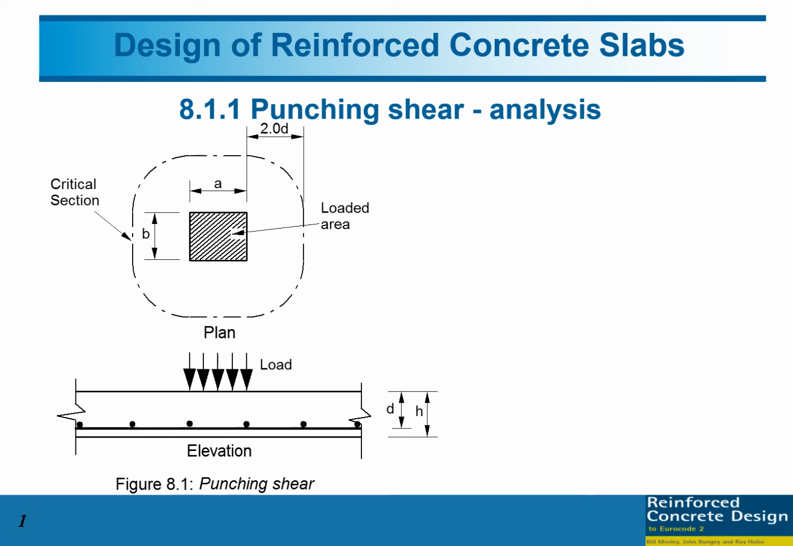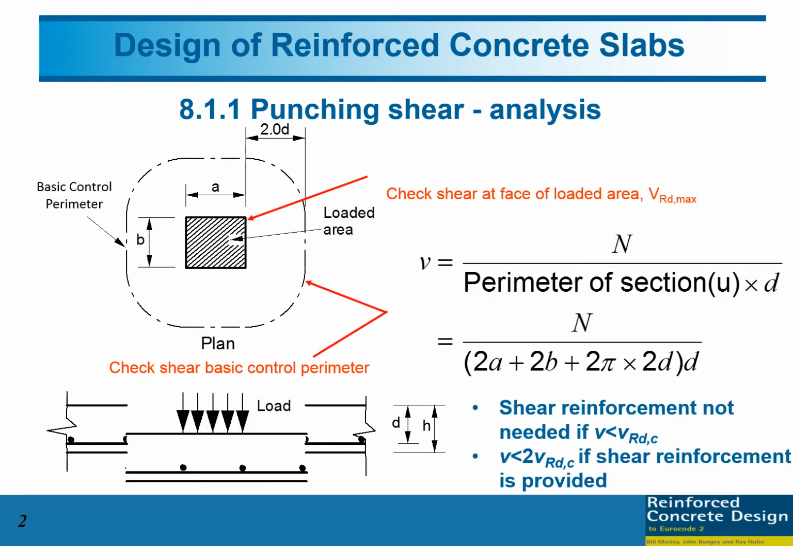Okay, so you can see this for punching shear analysis. In this figure, the loaded area is actually the area of the column, where A is the dimension of the column in this direction, and B is also a dimension of the column. D is the effective depth of the slab. For punching shear, we need to calculate the length or perimeter of the critical section at a distance of 2D from the face of the column.